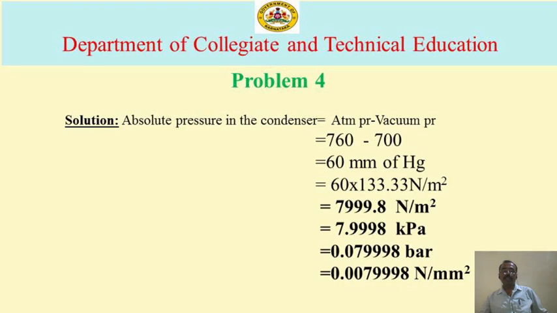So that is equal to 7.9998 kilopascal, because 1 kilopascal is equal to 1 into 10 to the power 3 Newton per meter square. That is equal to 0.07998 bar, and that is equal to 0.00799998 Newton per millimeter square.